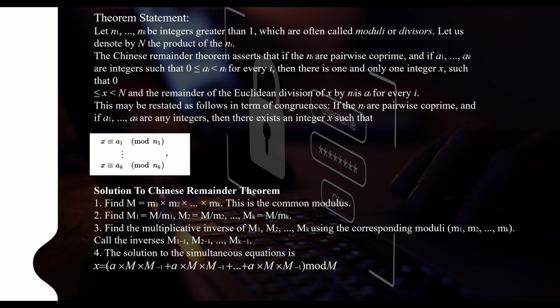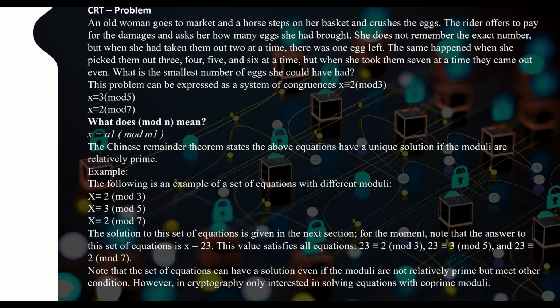Theorem statement. Let n1, ..., nk be integers greater than 1, which are often called moduli or divisors. Let us denote by n the product of the ni. The Chinese remainder theorem asserts that if the ni are pairwise coprime, and if a1, ..., ak are integers such that 0 ≤ ai < ni for every i, then there is one and only one integer x, such that 0 ≤ x < n and the remainder of the Euclidean division of x by ni is ai for every i. This may be restated as follows in terms of congruences: if the ni are pairwise coprime, and if a1, ..., ak are any integers, then there exists an integer x such that the congruences hold. The solution is as below.